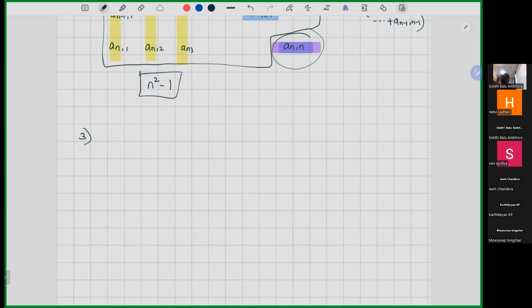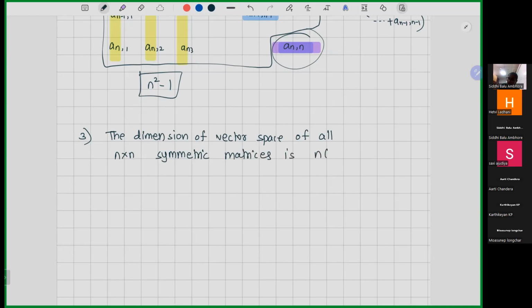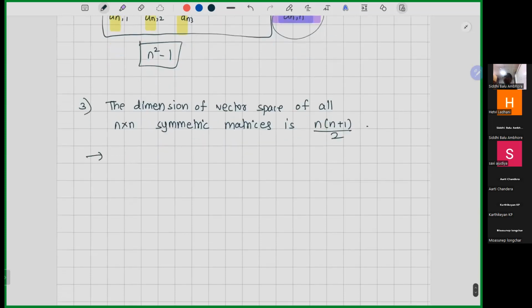Next example would be the dimension of the vector space of all n cross n symmetric matrices. Okay, now they are asking about symmetric matrices and they are saying that the dimension will be n plus 1 by 2. And what is the guess?